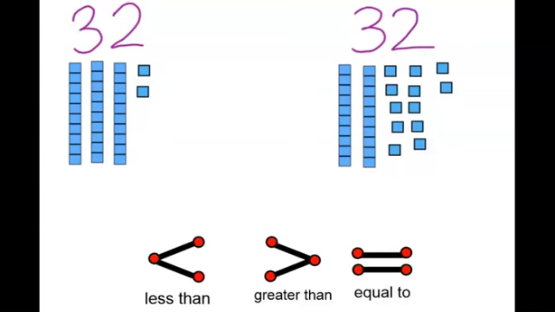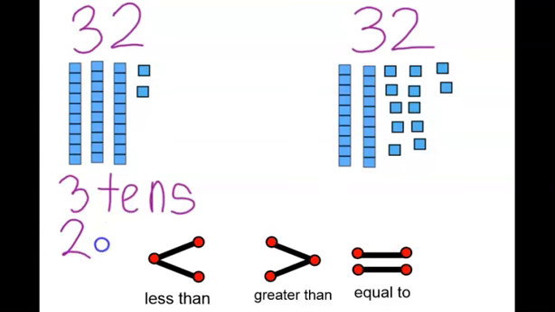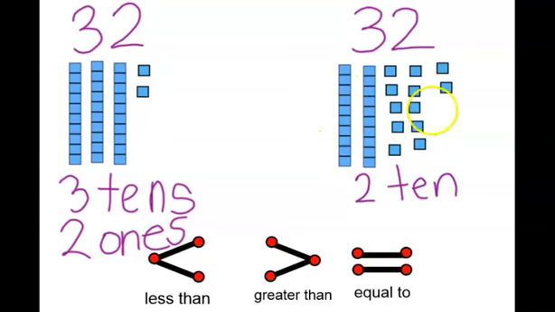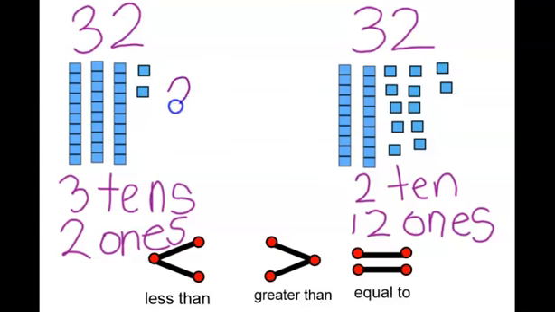So this one had 3 10s and 2 1s. And this had 2 10s. And this was 10, 11, 12 ones. But they both were 32. We proved that, right? So let's make a comparison.